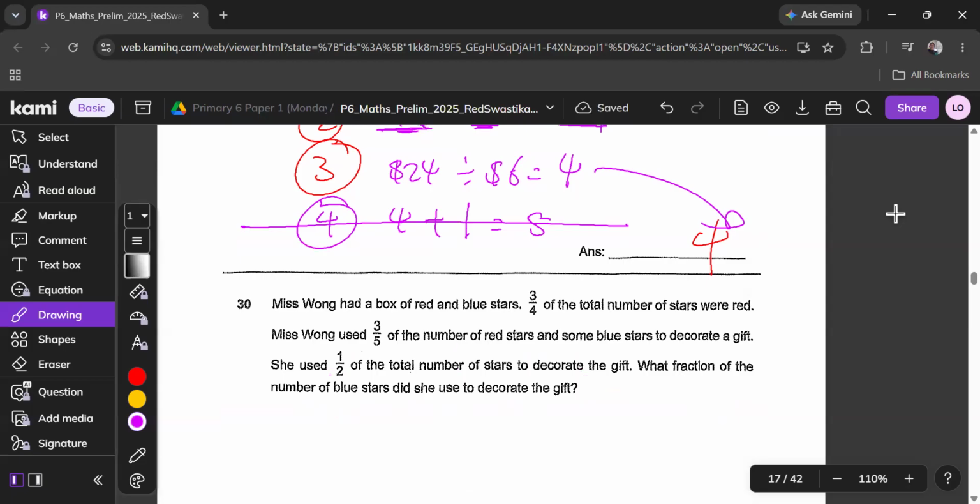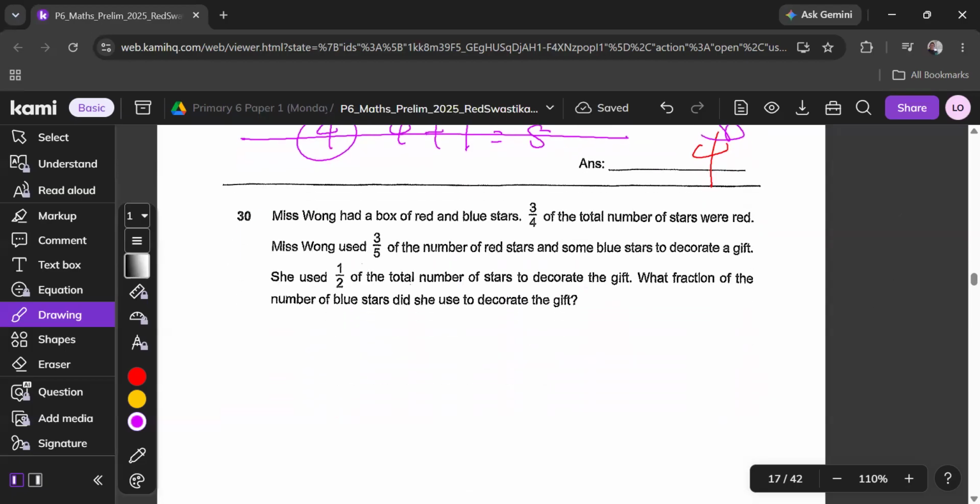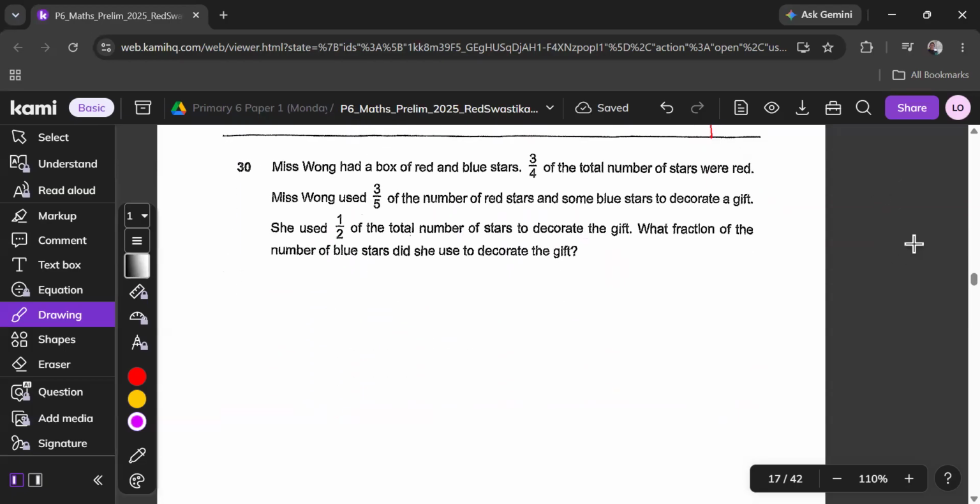You do not use the table. All right, so how do you draw the model? They are fractions. Okay, fractions. Then you must ask what are they talking about? Three quarter is talking about the total number of stars. Three-fifths is talking about the number of red stars. Half is talking about the total number of stars. Your lucky day, right? Because you got three quarter and half, which is talking about the same thing.